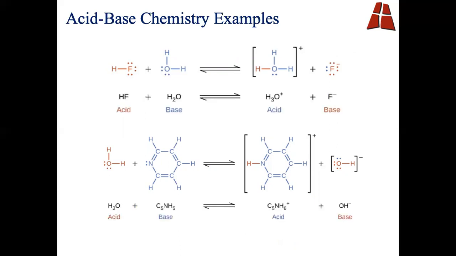And so hopefully you were able to identify that HF is our acid because that's going to donate a proton over to here. Water is going to act as a base in this situation. So we end up with H3O plus, a molecule called hydronium, and then fluoride as our conjugate base. In this case, we have an organic molecule called pyridine. And in this case, water is actually going to act as an acid.